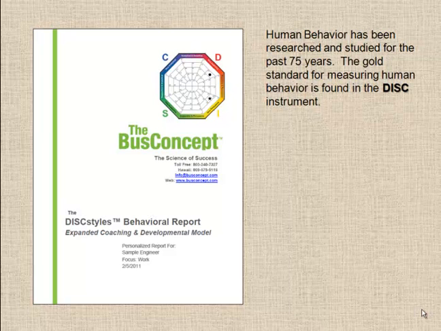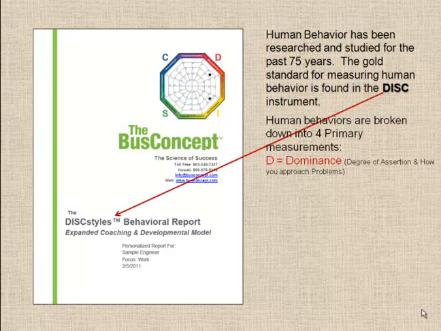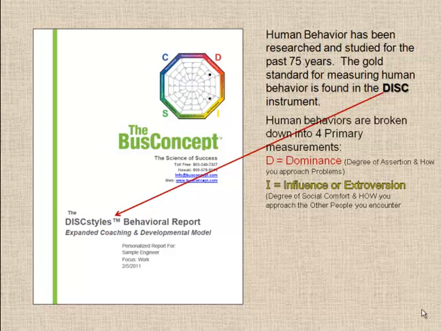Human behaviors have been researched and studied for the past 75 years. The gold standard for measuring human behavior is known as the DISC instrument. The D in DISC stands for dominance. It is how assertive we are, how aggressively we approach the problems that we encounter in our life.